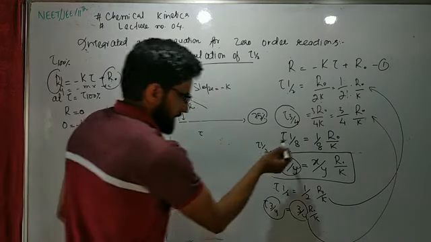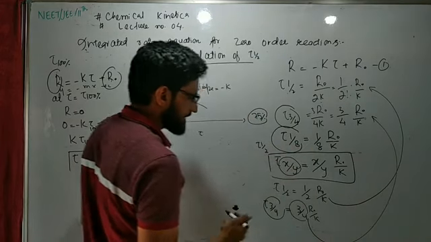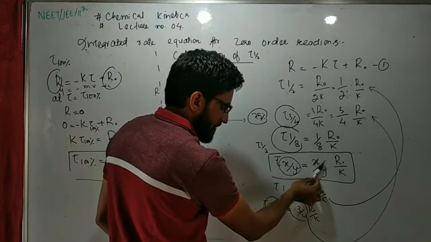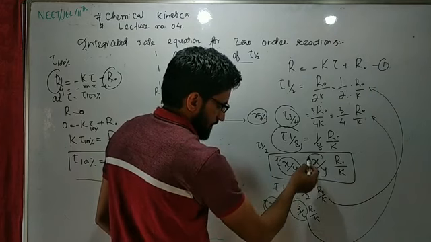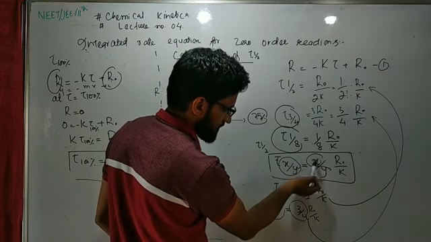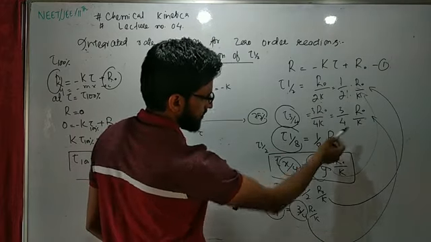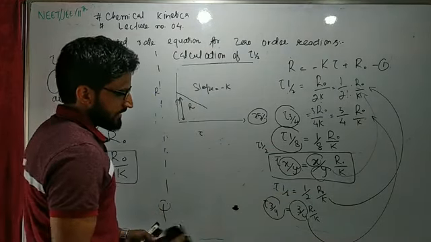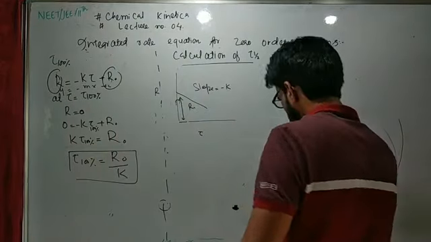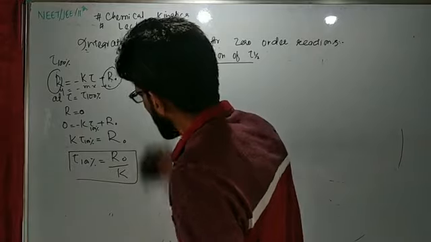Similarly, you can find T 1 by 8. Its equation is 1 by 8 R naught by K. And in general we can write T x by y equal to x divided by y R naught by K. If it is T half, then instead of x by y you can write 1 by 2 R naught by K. Similarly T 3 by 4 will be 3 by 4 R naught by K. You can calculate T 1 by 8, T 1 by 16, etc. And the last point is T 100%. When the reaction is 100% complete, the concentration of reactants will be equal to 0.